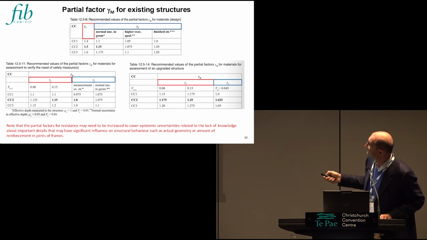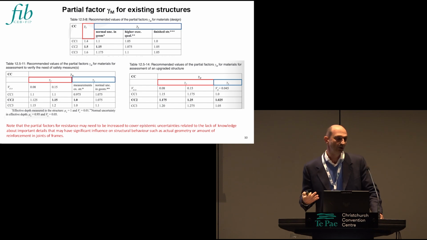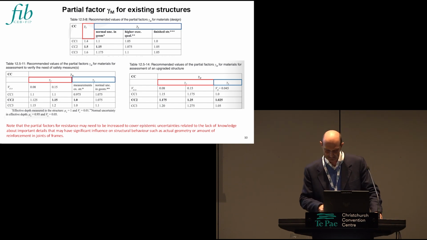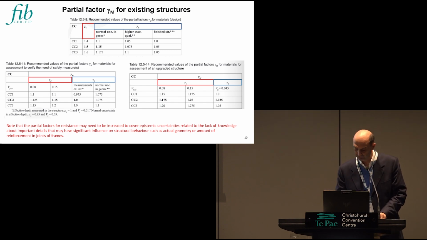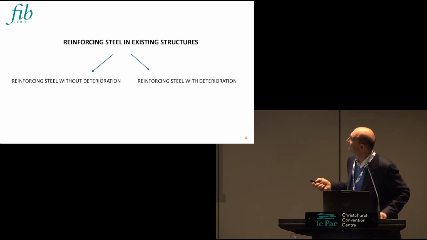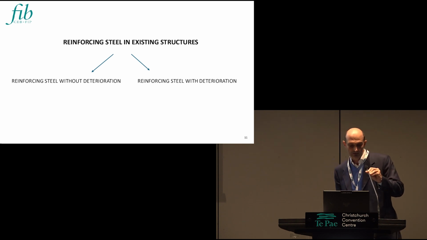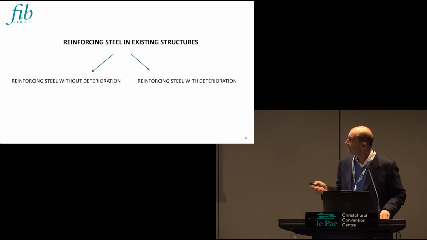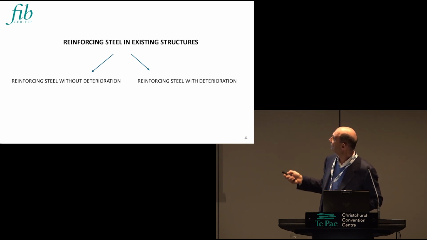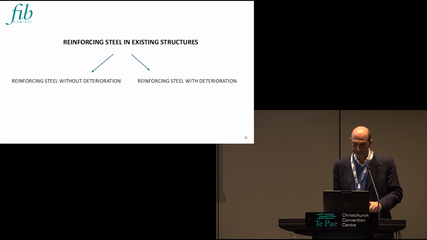And for existing structure, still we can have this knowledge, particularly, for example, for the steel, we can really measure the geometry of the reinforcement, so we can reduce the gammas, because we have different uncertainties that are usually covered in the partial factor. Now I move to another important part, that is the reinforcing steel in existing structure. We can consider mainly two situations: reinforcing steel without deterioration and reinforcing steel with deterioration due to corrosion.